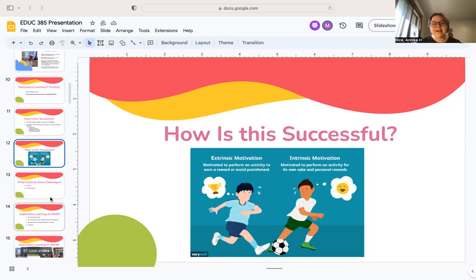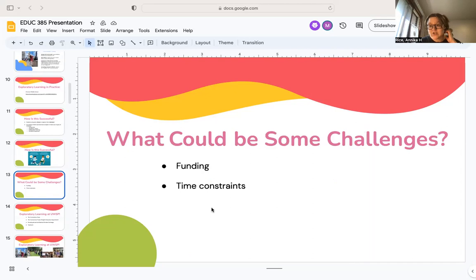Which I think we see a lot in exploratory learning, which is definitely a benefit of it, and including it in your classroom someday. So what could be some challenges to exploratory learning? Just from that video alone, some things I could identify could potentially be funding and time constraints. So Minecraft isn't cheap, and some school districts don't have access to technology or services or even games like Minecraft. So that could potentially be a challenge.